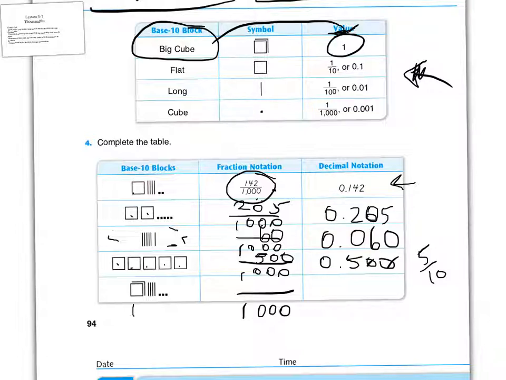Next one, it gives you a cube. So it tells you have a whole. You have one whole already. And then you have 1, 2, 3, 4 longs and 3 cubes. So you have 43. So you have 1 and 43 thousandths. Because that right there is telling you already have a whole, so make sure you put the whole on the side.